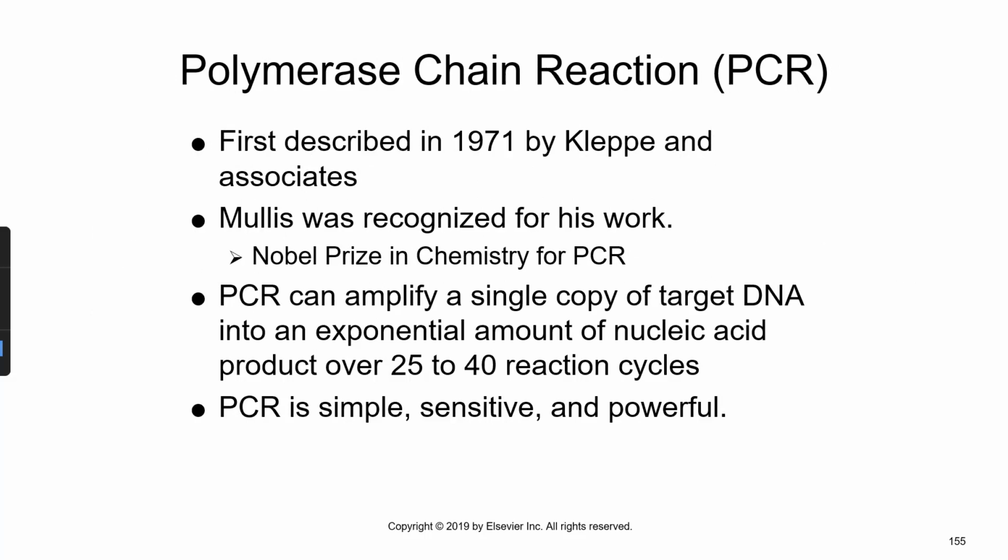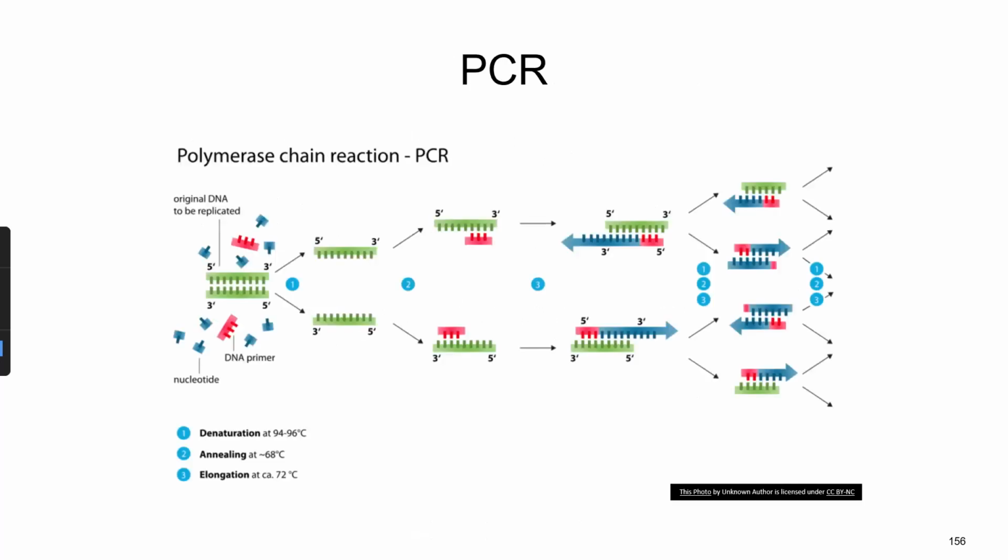So polymerase chain reaction, PCR, was originally described in 1971. It can amplify a single copy of a target DNA into exponential amounts of nucleic acid product over 25 to 40 reaction cycles. PCR is simple, sensitive, and powerful. So what happens during PCR?